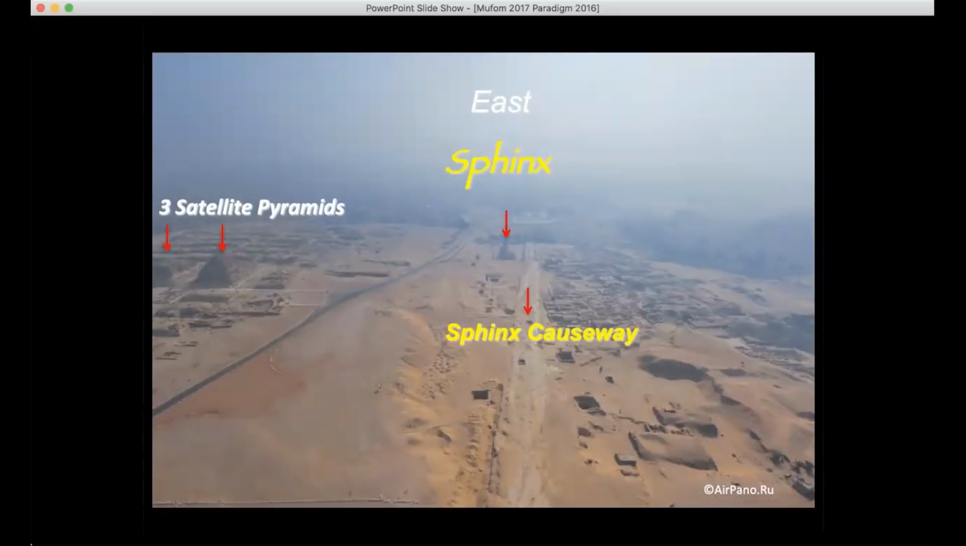So now you've turned us northeast. Yes, we're looking northeast now. It's like 45 degrees. Now we're going to turn another 45 degrees, and we're going to look due east, and you can see the Sphinx down there.